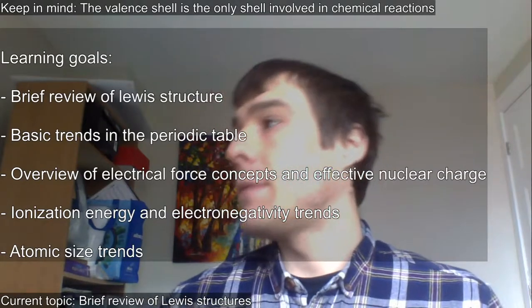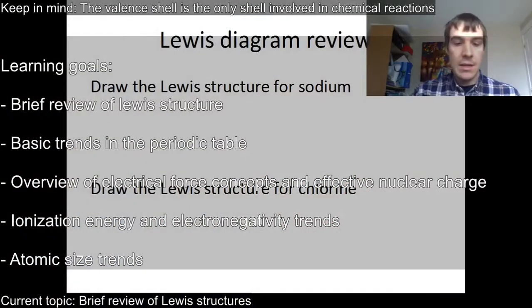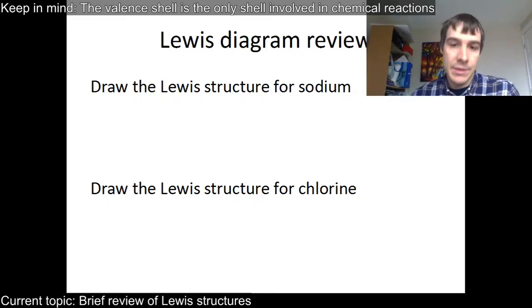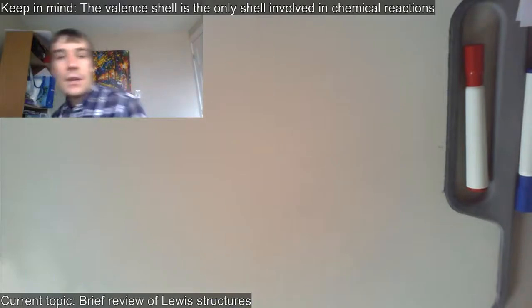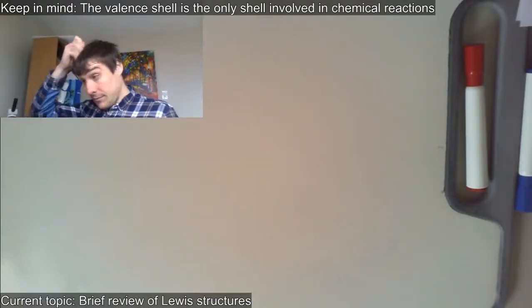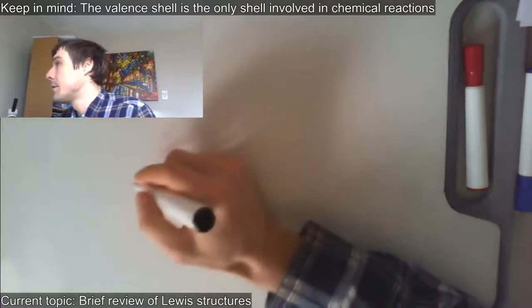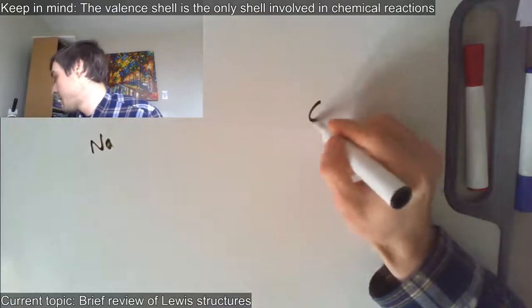Yeah, so let's just jump into it. We'll have our brief review of Lewis structures first. So going over to the PowerPoint here. A quick review. We want to draw the Lewis structure of sodium and the Lewis structure for chlorine. And I'm going to jump over to the whiteboard. And we want the Lewis structure of sodium and the Lewis structure of chlorine. So sodium is sodium, and chlorine is chlorine.